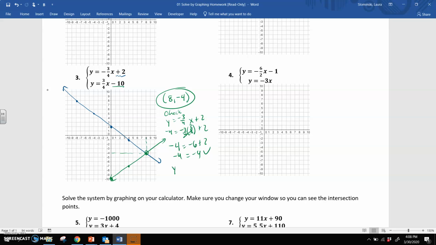For it to be true for sure, we also have to check in the other equation. So y equals positive 3/4 x minus 10. Negative 4 equals 3/4 times 8 minus 10. Negative 4 equals 6 minus 10, which is negative 4. So we can see it works in both equations, so we're all set. My answer is 8, negative 4.